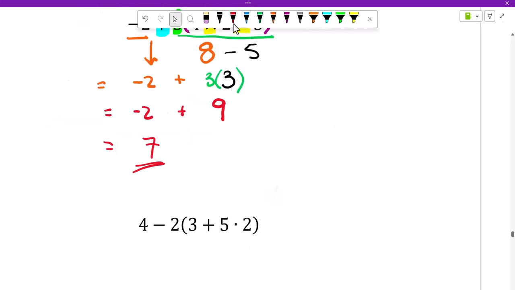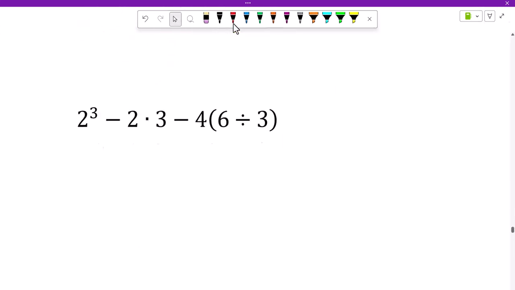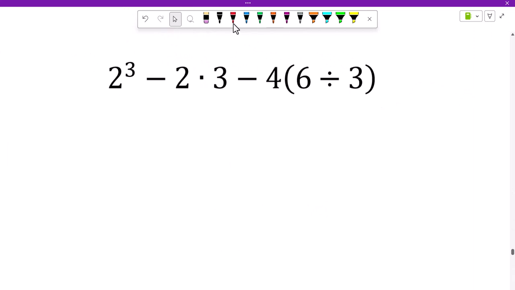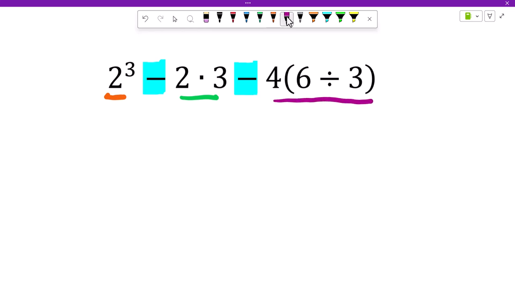I want you to see if you can do this one by yourself. Do this question by yourself. All right, good. First step, identify the minus signs. There's a part here, a part here, and a part here. You can start from the left side.